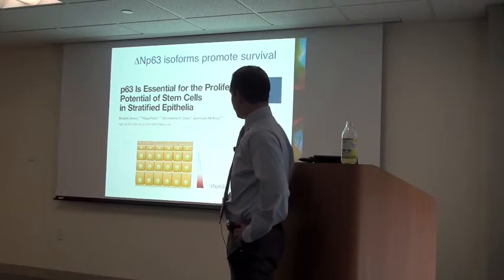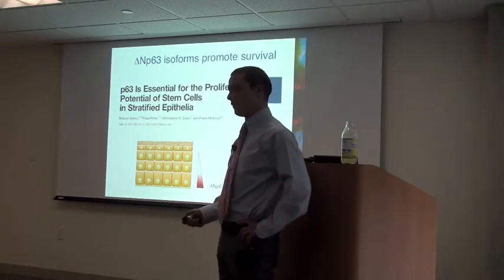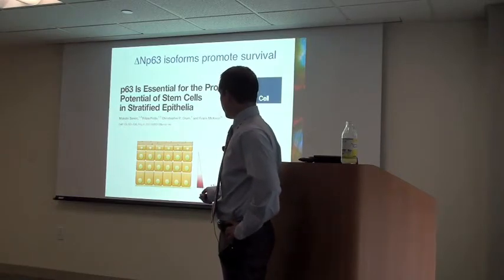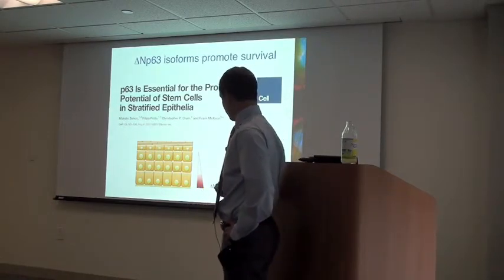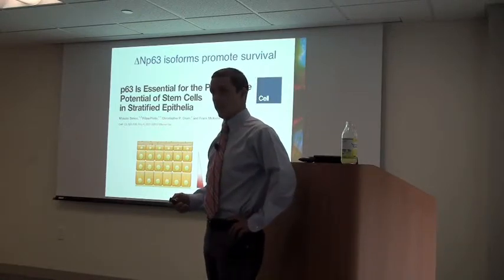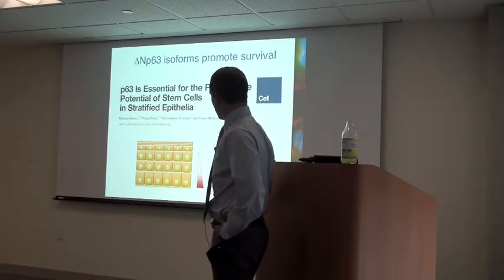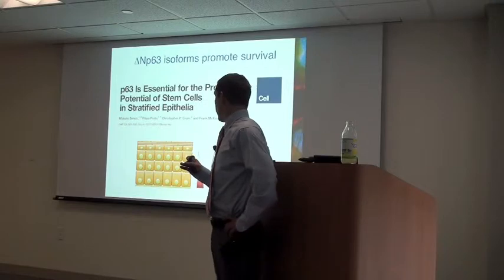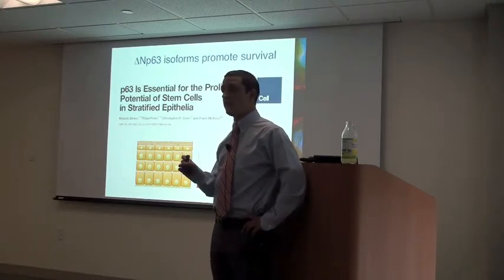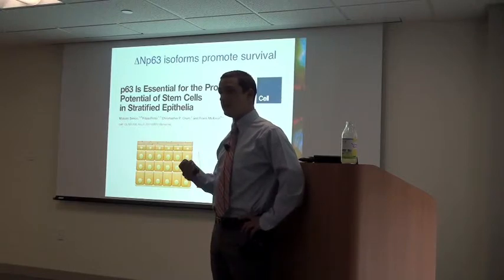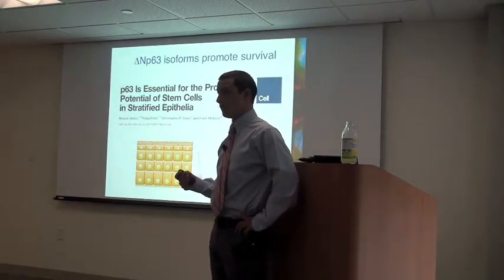The predominant p63 isoform is ΔNp63α. It is expressed in epithelial cells and in the basal cells of stratified epithelia, like in this example of the skin, and its expression is progressively lost in the suprabasal layers. And it has been shown that this isoform, ΔNp63α, is absolutely required for maintaining the proliferative potential of stratified epithelial stem cells, and its ablation results in proliferative rundown.